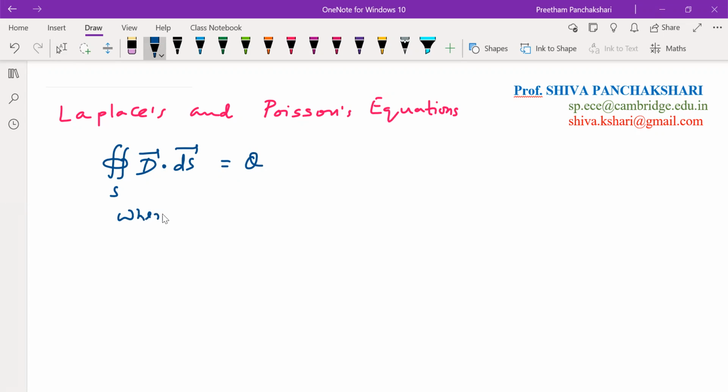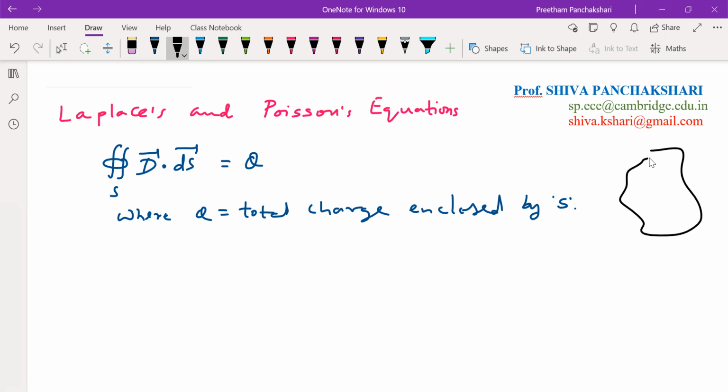Here, Q is the total charge enclosed by the surface S. We know that any closed surface encloses volume. So, if we consider an arbitrary closed surface S, then it encloses volume V.